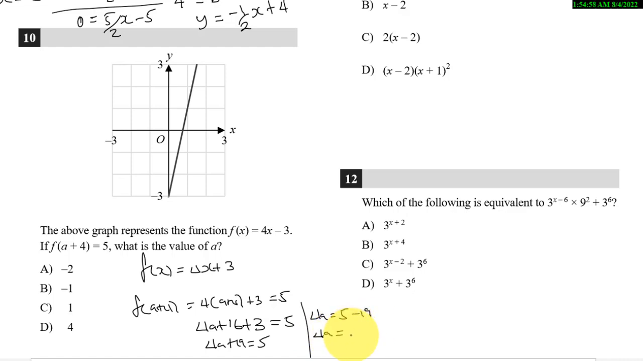4a is equal to minus 14, right? I hope I didn't leave out something. Okay, this is negative 3. Yeah, this is negative 3 here. So 16 minus 3 is 13. So this is 13. And 5 minus 13 is negative 8. So we divide on both sides by 4. That leaves us with the answer as negative 2. The answer is A. Alright?